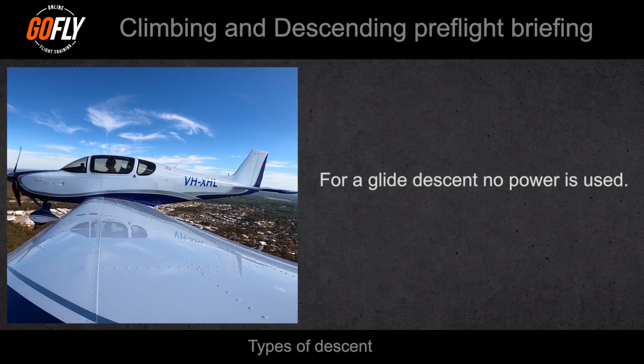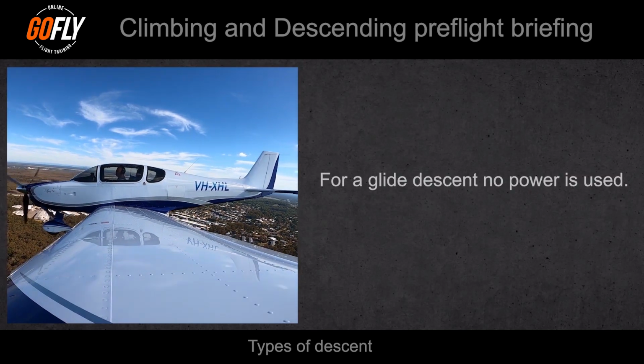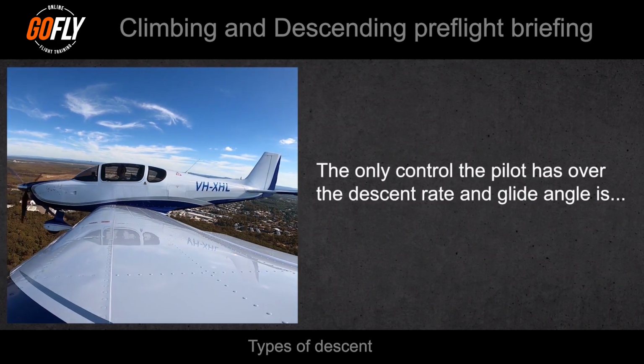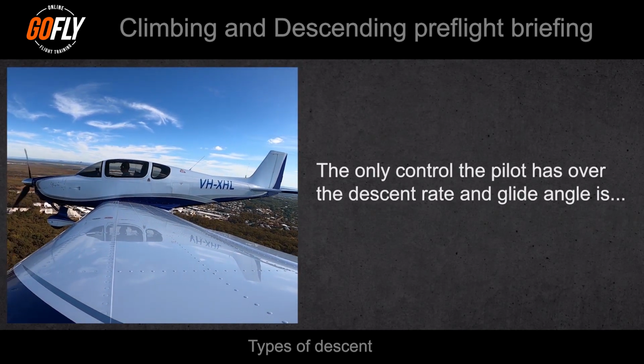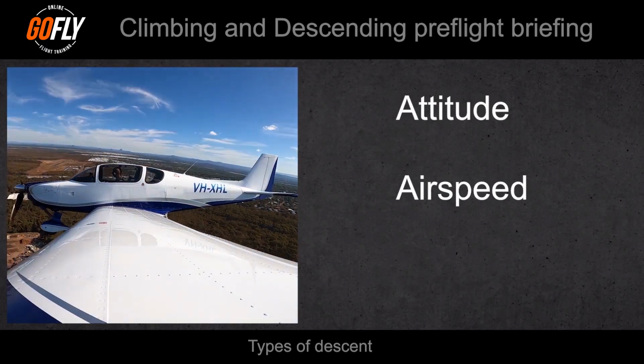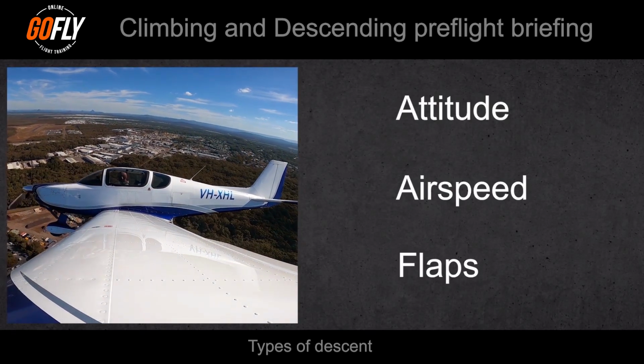For a glide descent, no power is used. In a glide descent, the only control the pilot has over the descent rate and glide angle is with the attitude, airspeed, and perhaps the use of flaps.